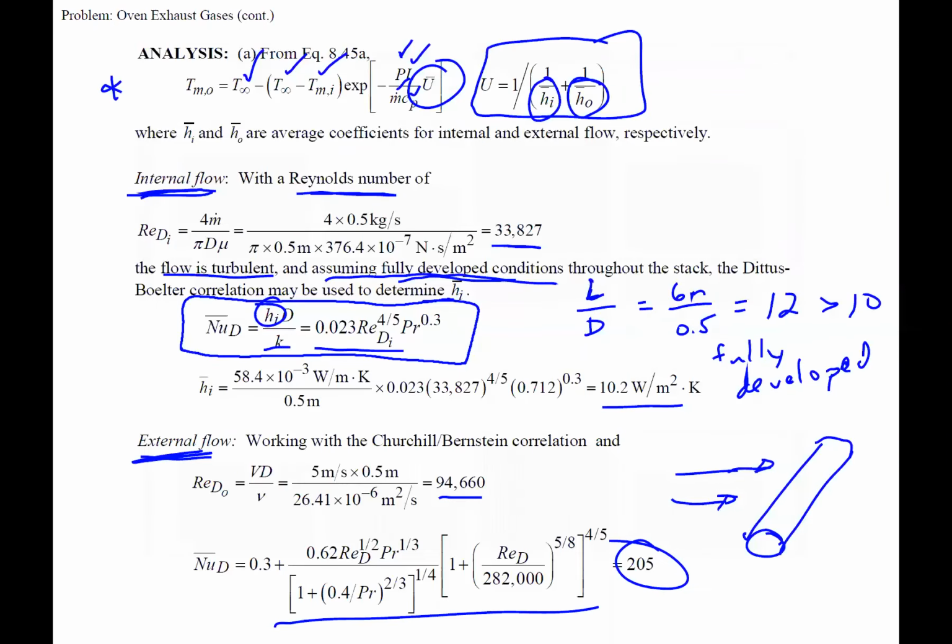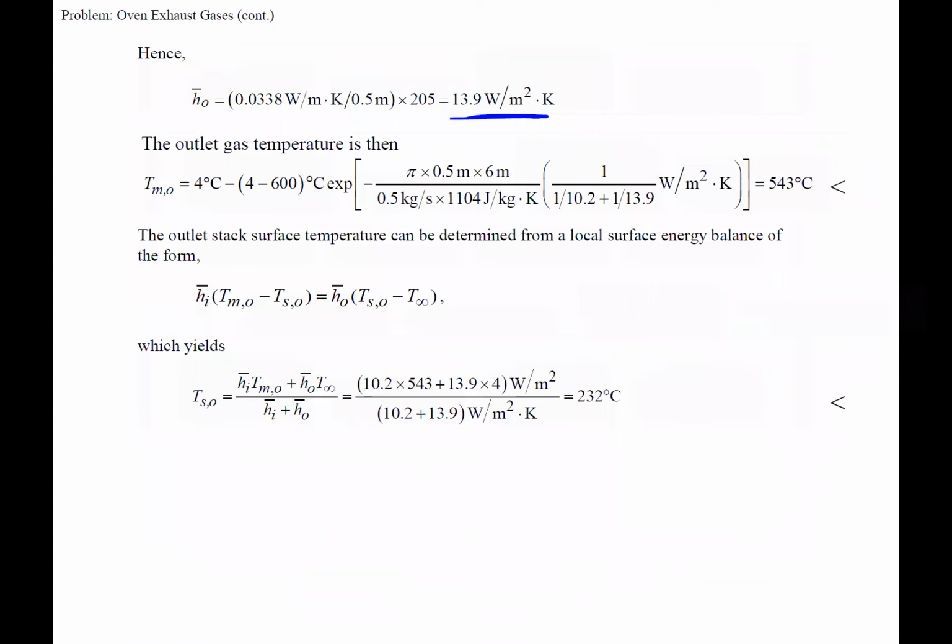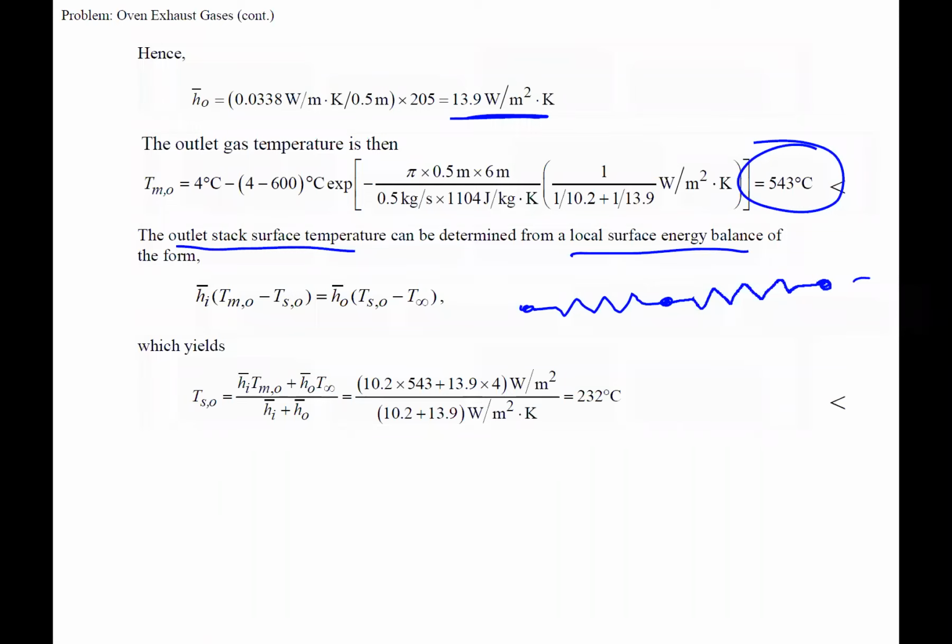So now we have our convection coefficients, which means we have our overall convection coefficient. So now we can solve for our outlet mean temperature. So we do that, we get 543 degrees Celsius. Last is that outlet stack surface temperature, where we said we'll just use the thermal circuit. They're showing it with energy balance, same as thermal circuit.